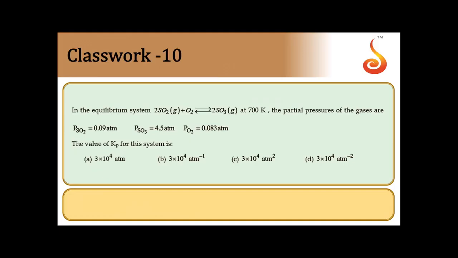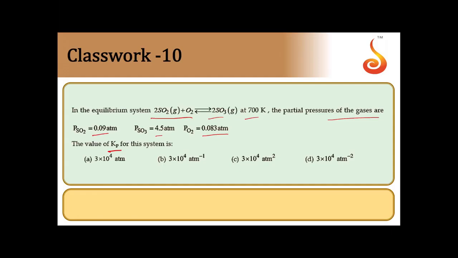In the equilibrium system 2SO2 plus O2 giving rise to 2SO3 at 700 Kelvin, the partial pressures of the gases are SO2 0.09, SO3 4.5, O2 0.083 atmospheres. What is the value of Kp of the system? Kp we should find out.